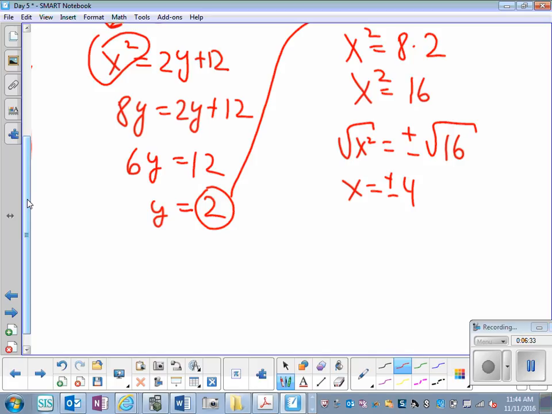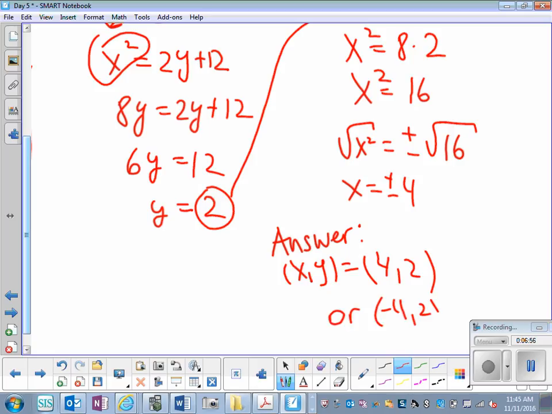Two solutions. Because each solution is an ordered pair, right? So there's 4 and 2, with 4 coming first. So my answer is (x, y) equals what? Isaiah, what were you saying? (4, 2), and my second answer is (negative 4, 2).